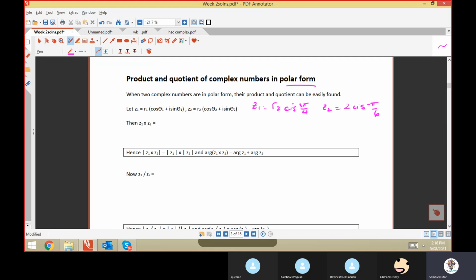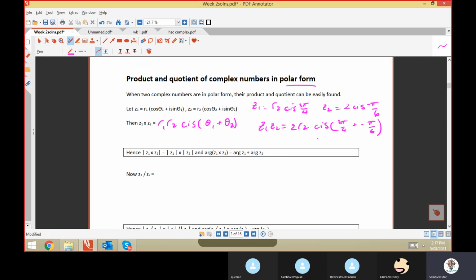Then Z1 times Z2, these two multiplied together, is just your moduli multiplied together, R1 R2. And then cis, you just add the angles. So literally, for this question, Z1 Z2 is just 2 root 2 cis, and then add these two together. So 3 pi on 4, which I won't simplify, just so I can demonstrate it to you, plus minus pi on 6.